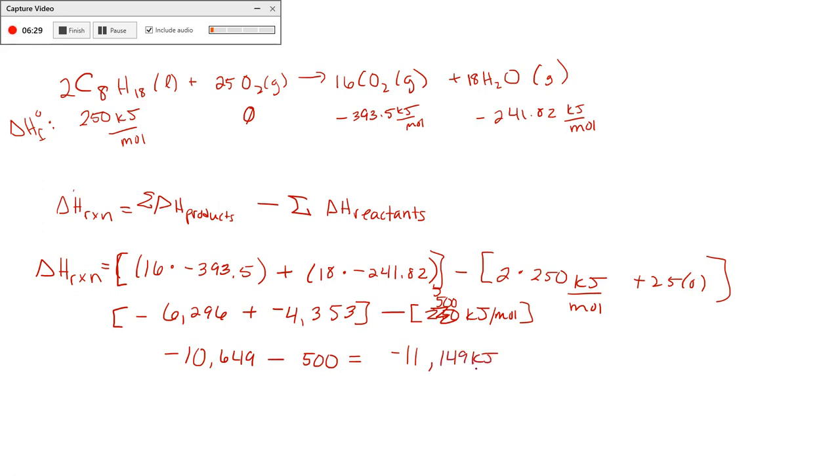So out of this value, we get negative 11,149 kilojoules per mole of octane, of gasoline. That's a lot. That is a lot of energy. So that's an extremely exothermic reaction, which is exactly what you would expect, because we would never use something as a fuel that was endothermic, because energy would have to go into it, and we're looking to get energy from it. So we use octane as a fuel because it's really, really good at it. Produces a lot of energy.